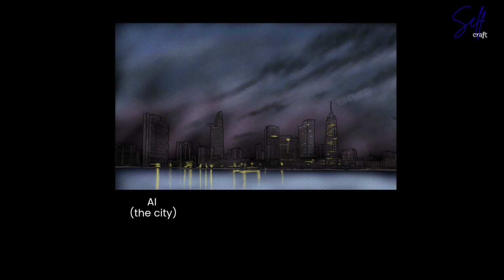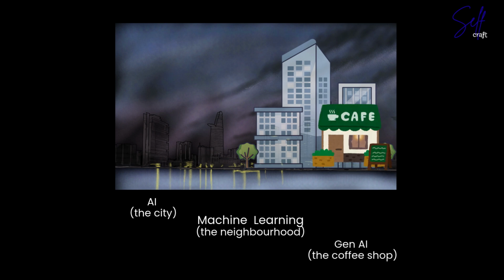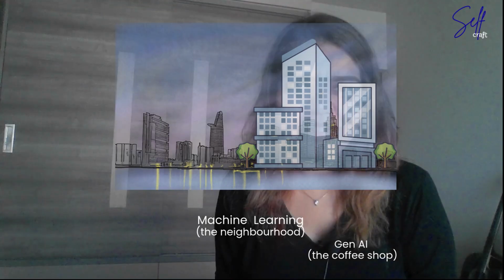So let's summarize these three things now. AI, imagine it like this whole city. Machine learning is like a neighborhood in this city. And generative AI is this very loud, very popular coffee shop in this neighborhood that everyone is suddenly talking about. You don't really need to memorize it, but because people use these terms so interchangeably, including in the news, you just need to stay updated with all these terms.